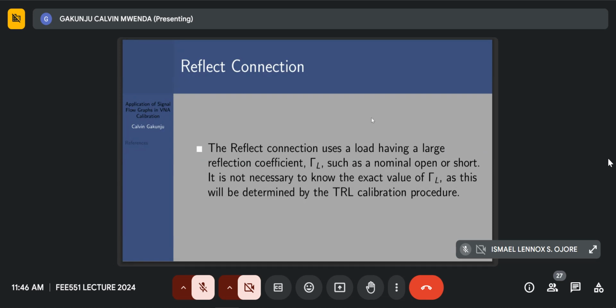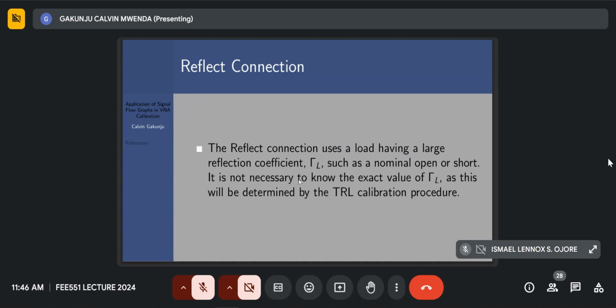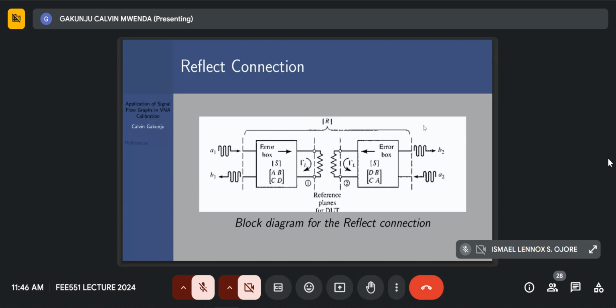Then for the reflect connection, we now use a load which has a significantly large reflection coefficient, which can be considered as a nominal open or short. But this value of gamma L is not really needed, though you can derive it later by using the calibration procedure. So this is the circuit model of the reflect connection. As you can see, port 1 and port 2 will not be directly connected because of the significant reflection coefficient, which results in decoupling.